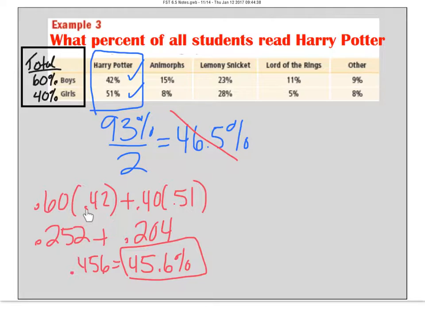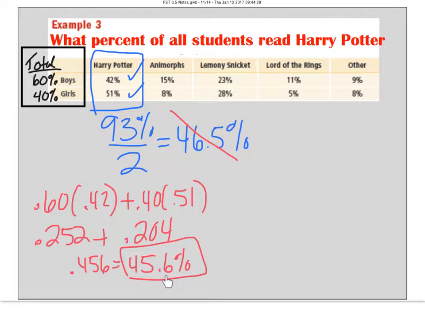Notice here, 60% of 42 is 0.252. 40% of 51 is 0.204. You add them up and convert it to a percentage. You're going to get 45.6%. Be careful, it looks really similar to this one. These two numbers are in a different order. This is a different percentage. This would be the right answer.